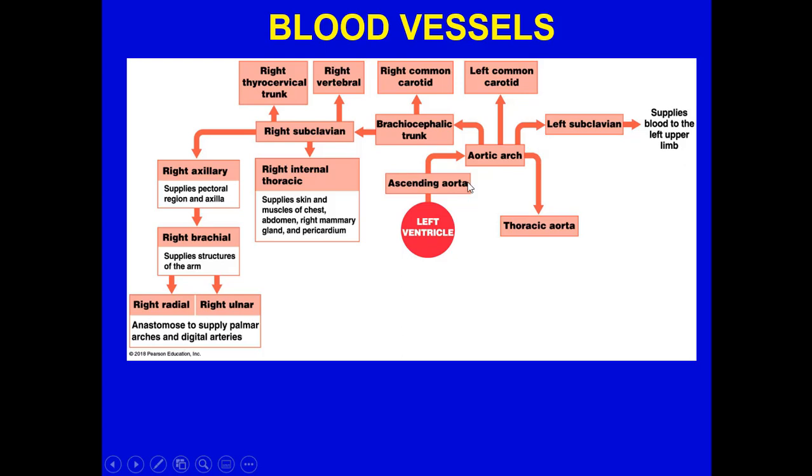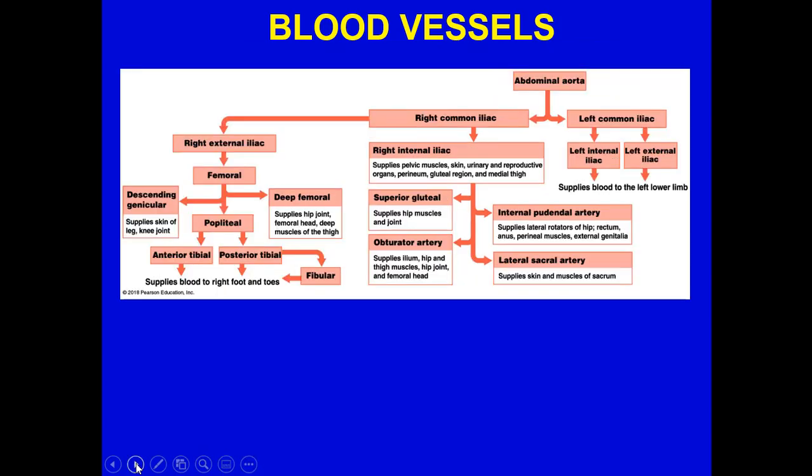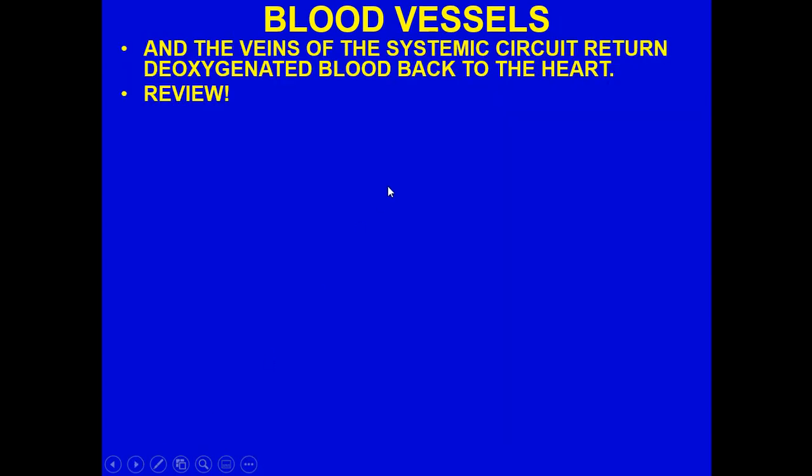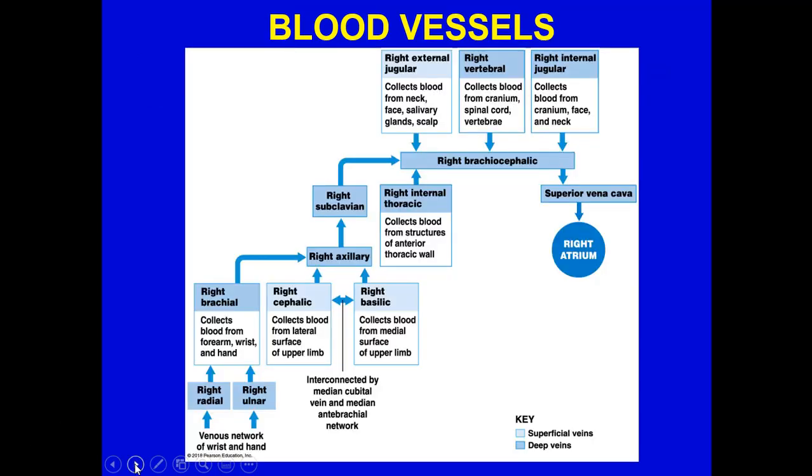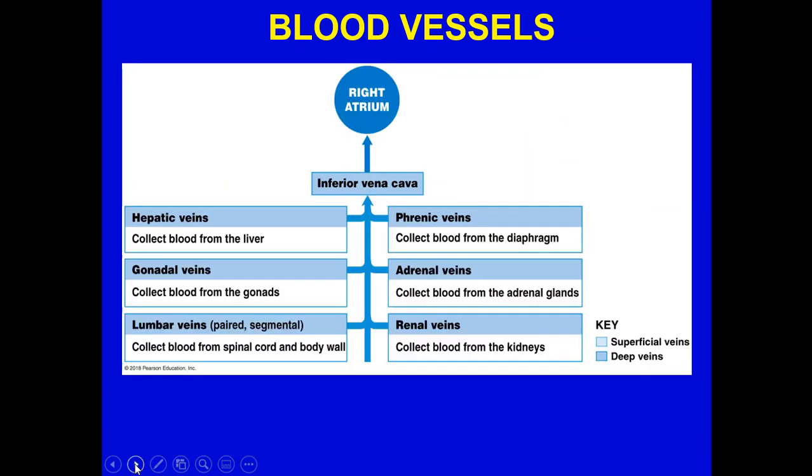This flow chart will give you another approach if you have some difficulty. Same here and here. Okay? The veins of the systemic circulation return deoxygenated blood back to the heart. And that's what I want you to review here in this flow chart, and here, and here.